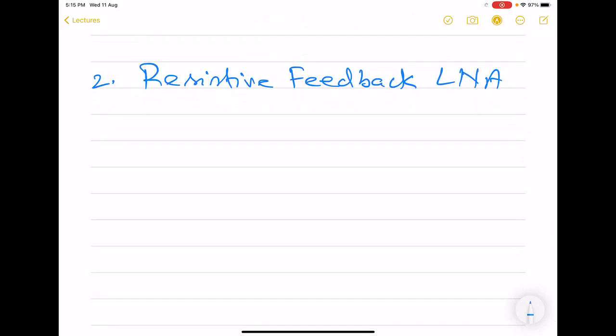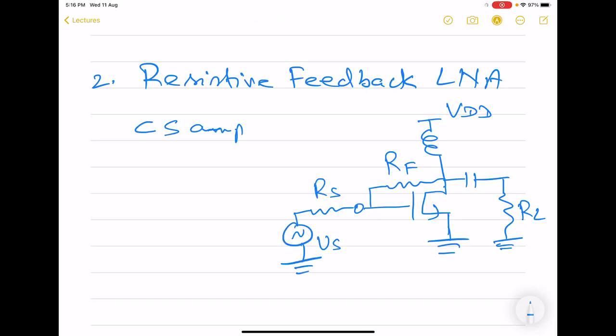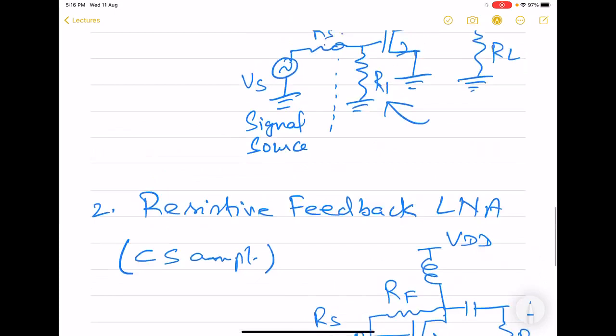Now here, we again have a common source configuration of the amplifier. But here the word feedback implies that there will be a feedback, and actually this is a feedback that has led to this name. And then we have our usual signal source, sinusoidal signal source with RS impedance. And this also is fundamentally a CS amplifier. So in all these cases, this input is going to be present here. So this is the input reference.